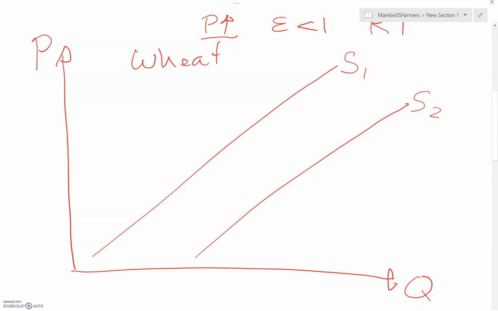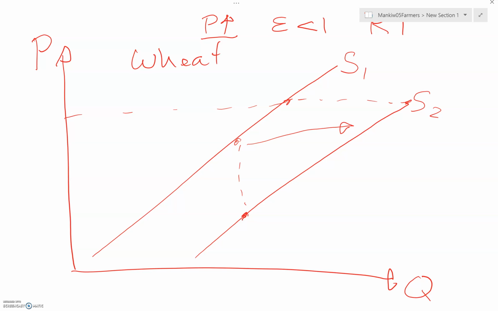So we can think about this firstly as a shift to the right in the supply curve. So holding price constant, sellers want to sell more wheat, or holding quantity constant, the marginal cost has gone down. Okay, so that's the situation on the supply side. But what's going to happen on the demand side is going to determine whether this is good for farmers in general or not.